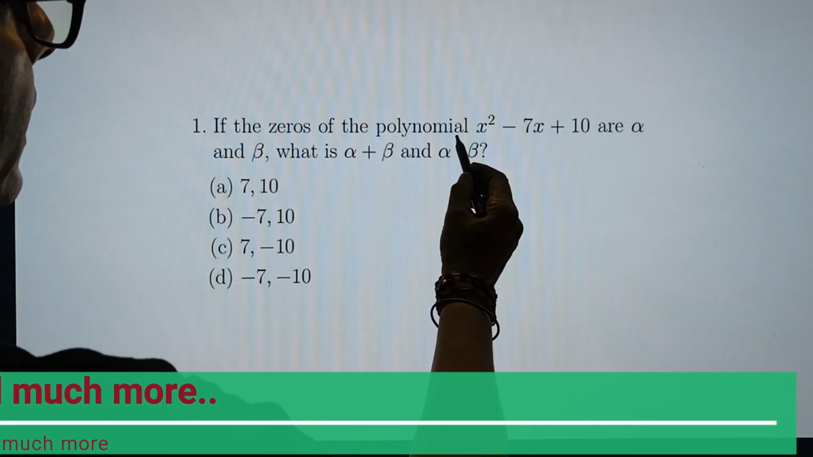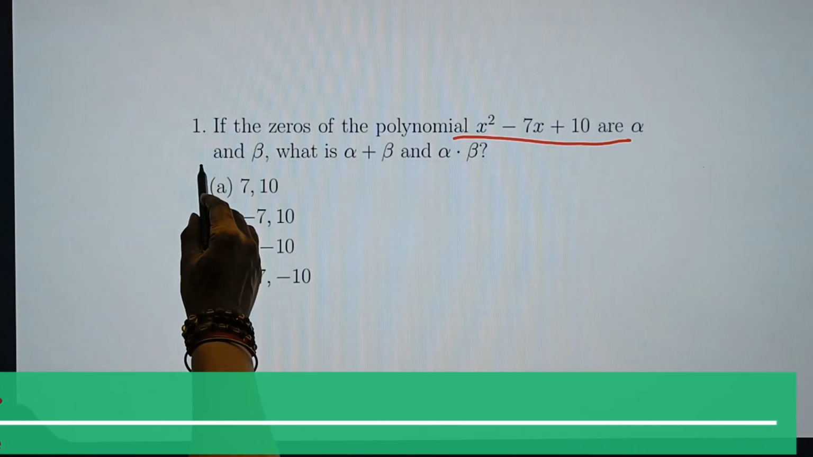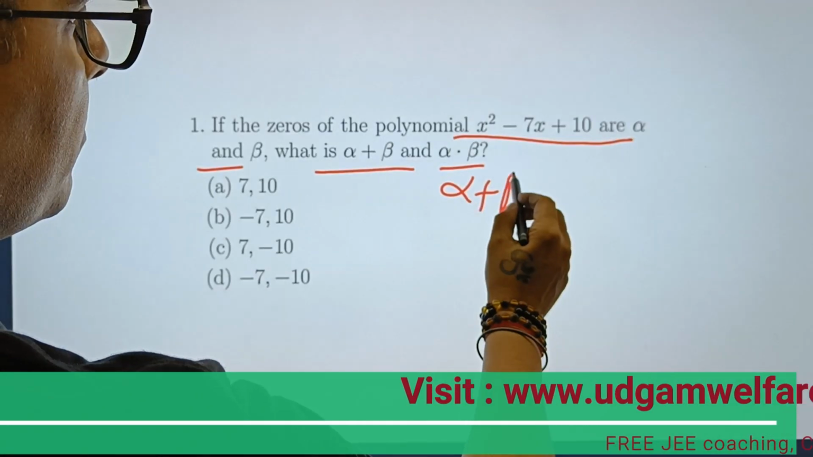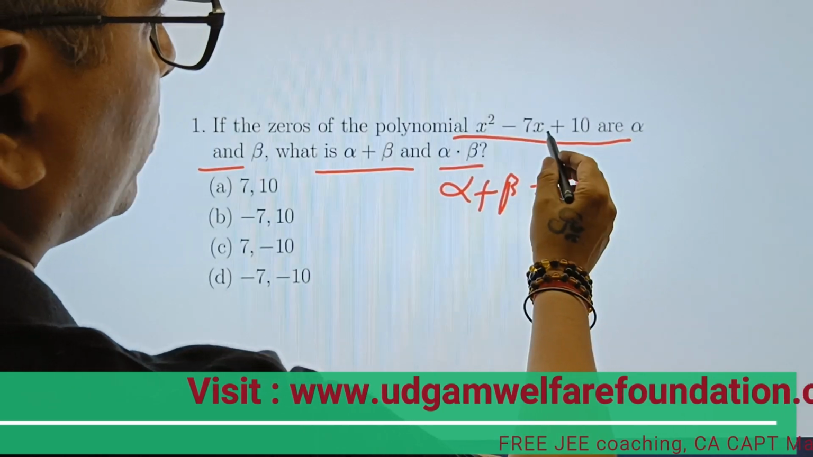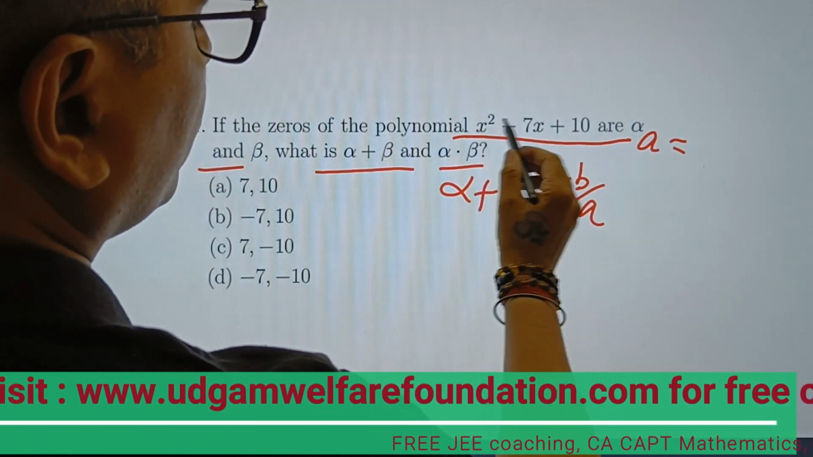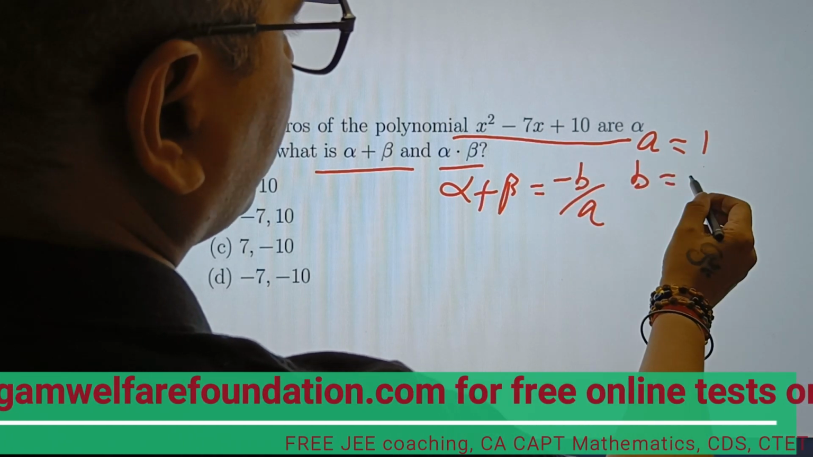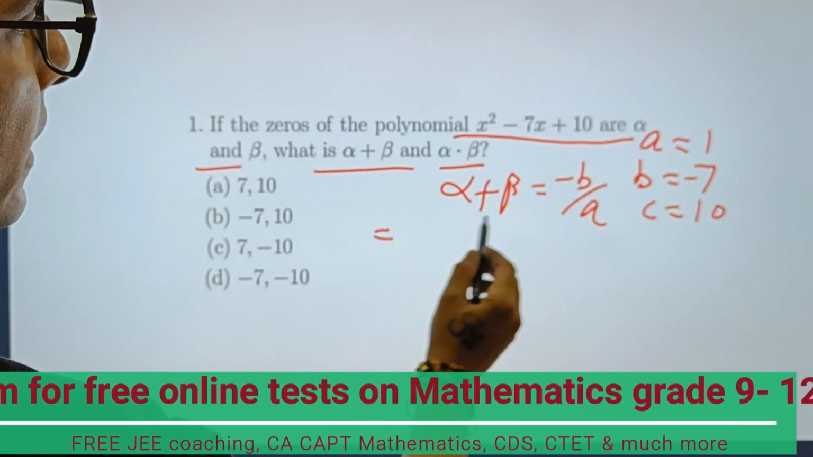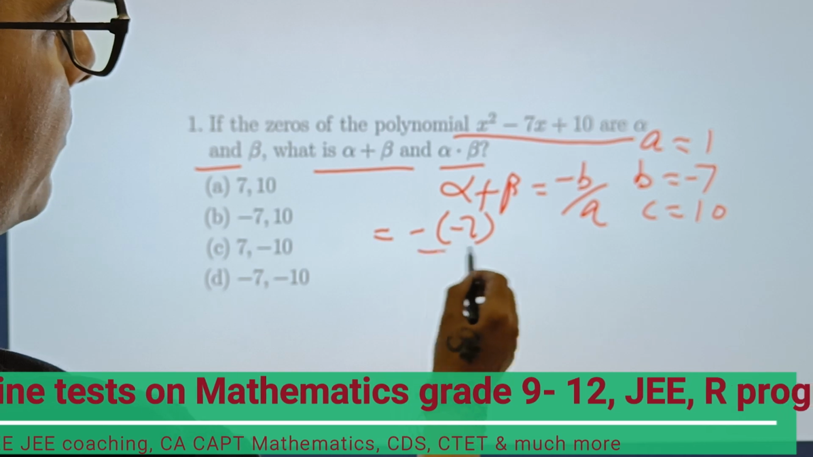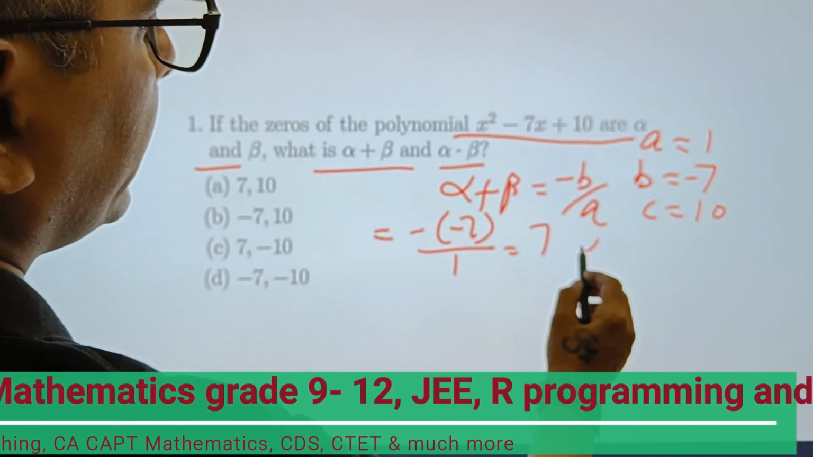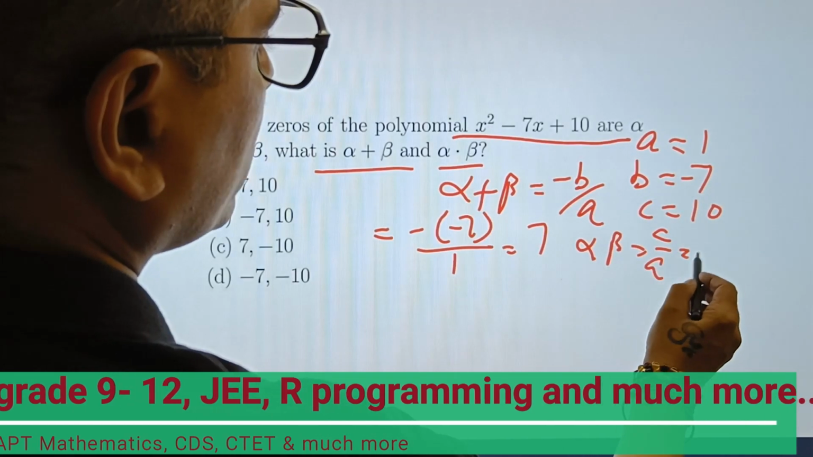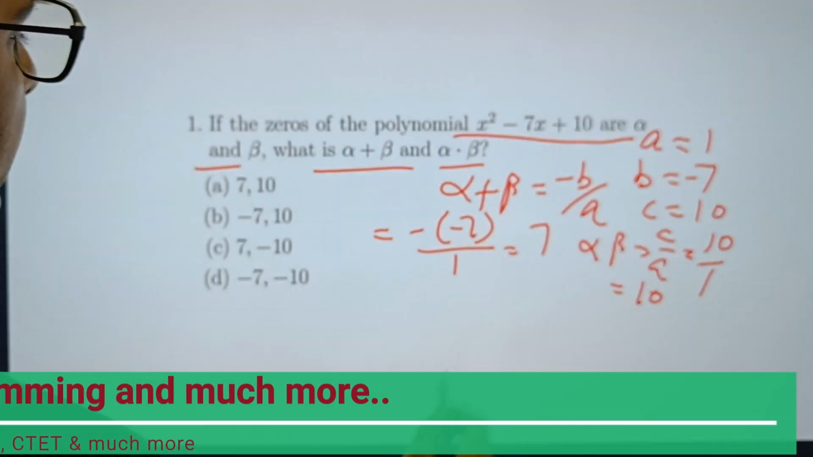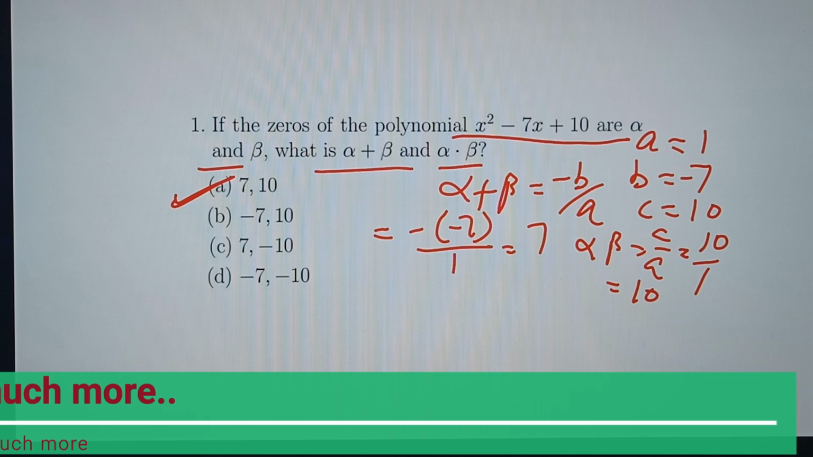If the zeros of the polynomial x square minus 7x plus 10 are alpha and beta, what is the value of alpha plus beta and alpha into beta? As we know, alpha plus beta is equal to minus b by a. So in this problem, a is the coefficient of x square, which is 1, b is equal to minus 7, and c is equal to 10. Now alpha plus beta is equal to minus b by a, that means minus of minus 7 upon 1, which is 7, and alpha into beta is equal to c upon a. So here c is 10, 10 upon 1 is equal to 10 only. So here we have 7 and 10. So option number A is our correct answer here.